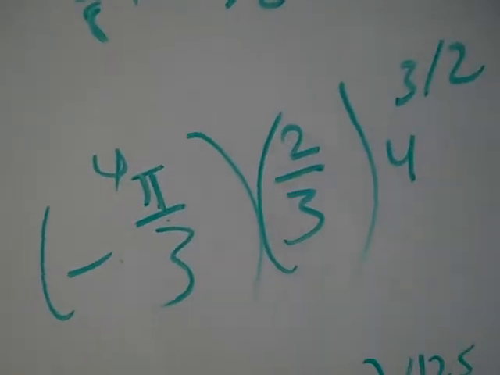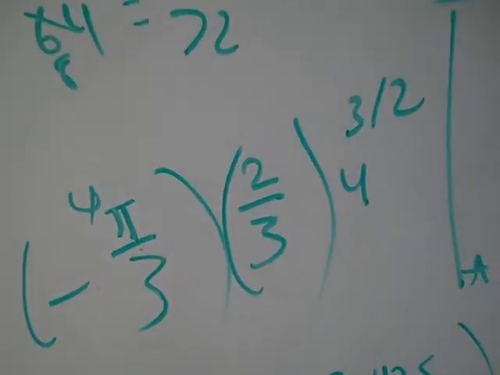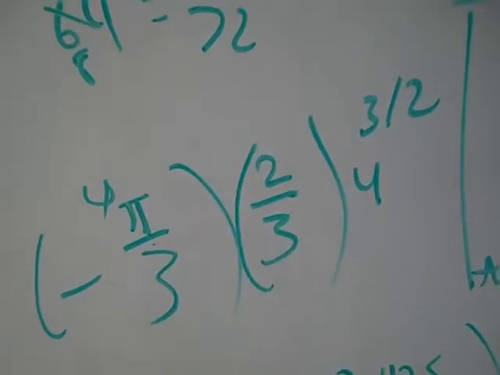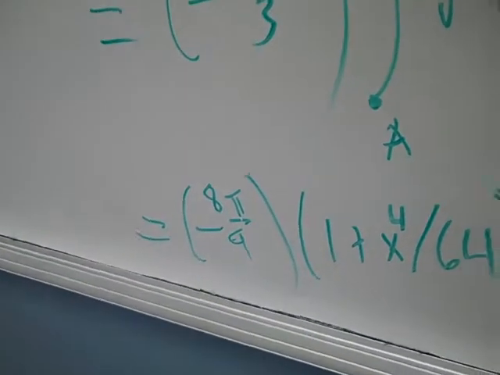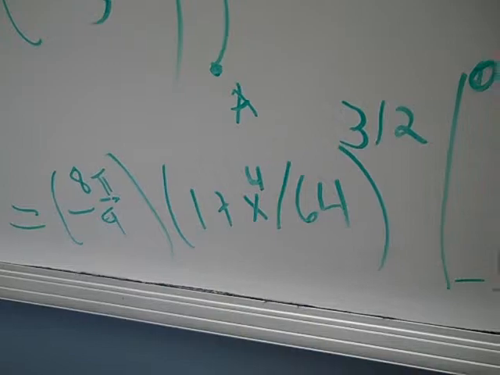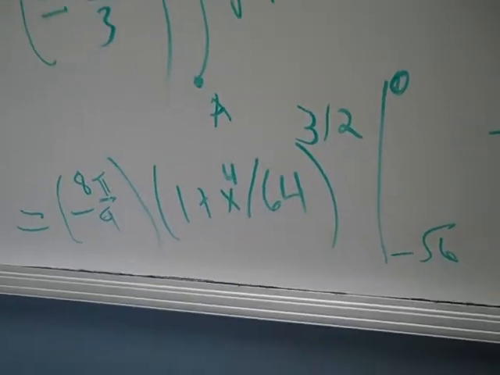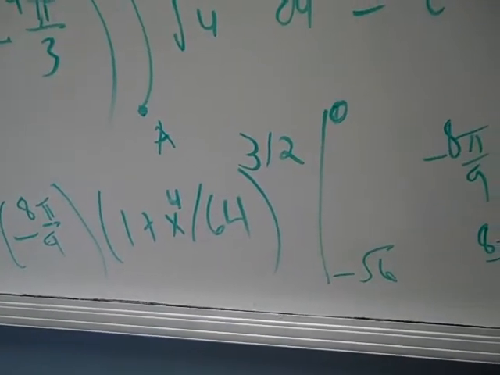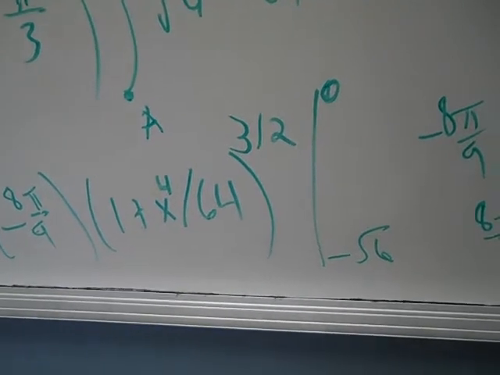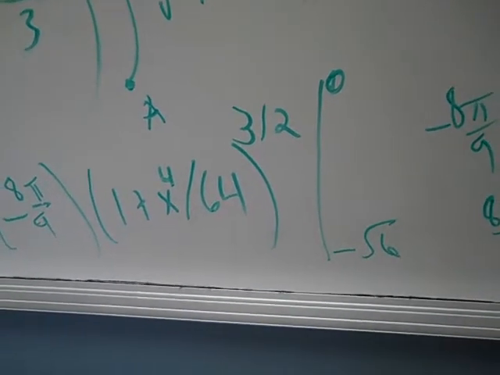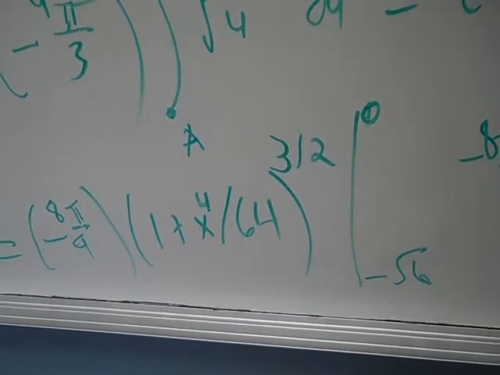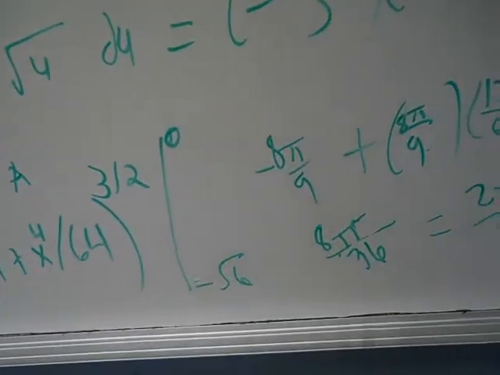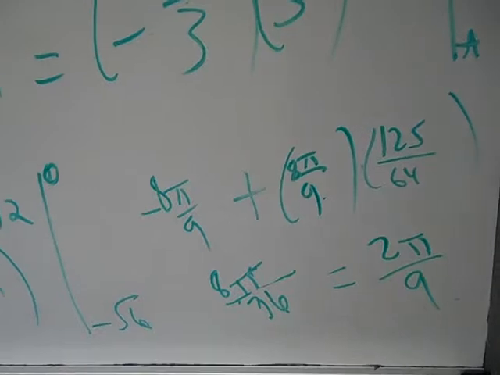Now, if you multiply 4 pi thirds and 2/3, you get 8, with the negative, you get 8 pi over 9. So there's negative 8 pi over 9 times our x expression, 1 plus x^4 over 64 to the 3/2. And now here's our old familiar limits, thankfully: negative radical 6 to 0. And now we just do the upper limit minus the lower limit. And we're going to end up minusing a negative. We get negative 8 pi over 9.